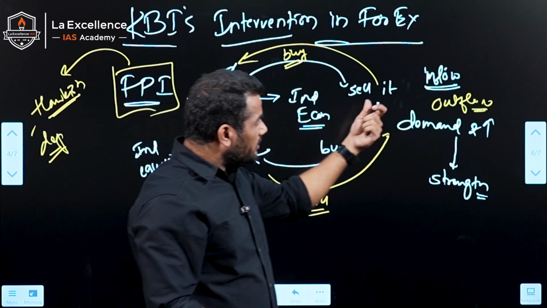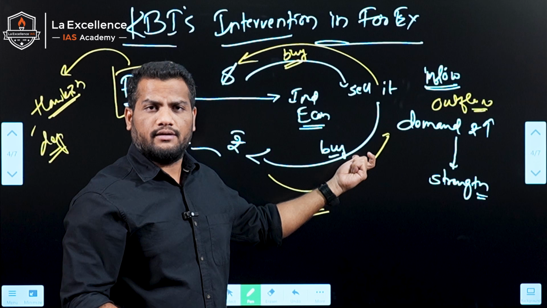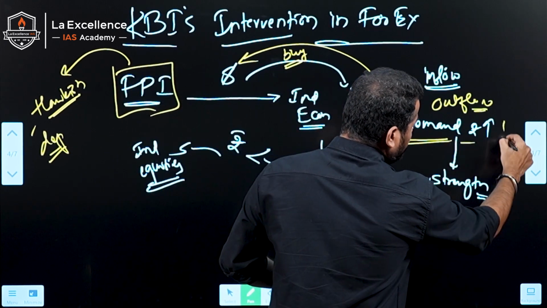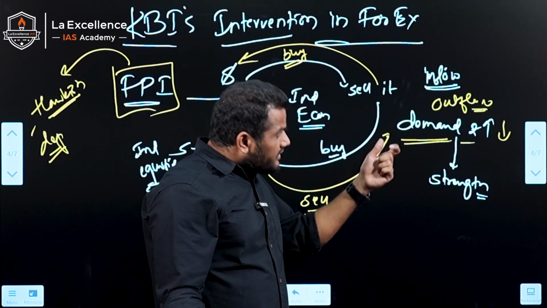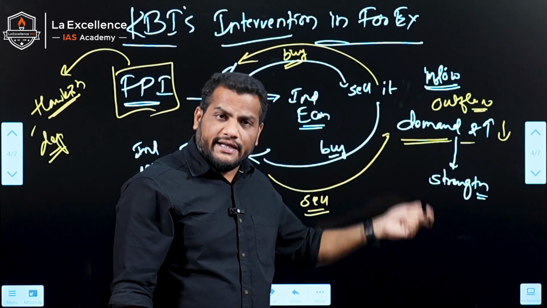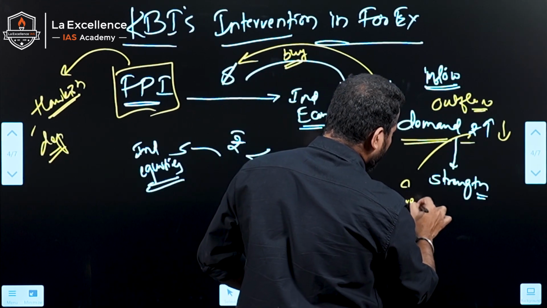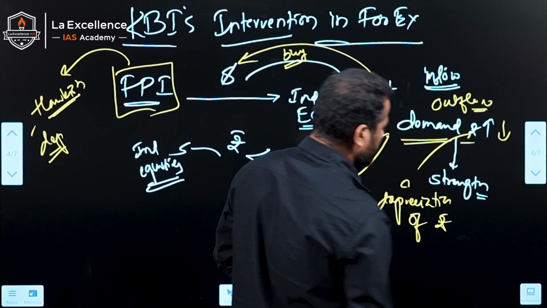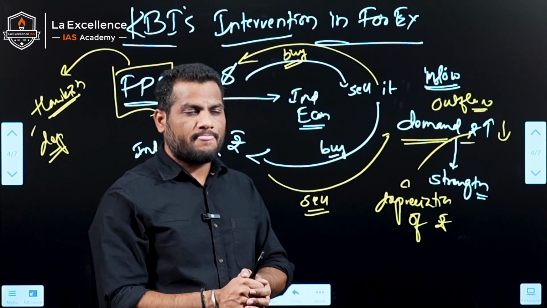So whenever the outflow of dollars happens, they are selling more Indian rupees in the Indian market. In this context, the demand for the Indian rupee is decreasing, right? It is obvious. Whenever the demand for the Indian rupee decreases, it leads to depreciation of the Indian rupee. Recently, depreciation of the rupee happened and it is still happening.